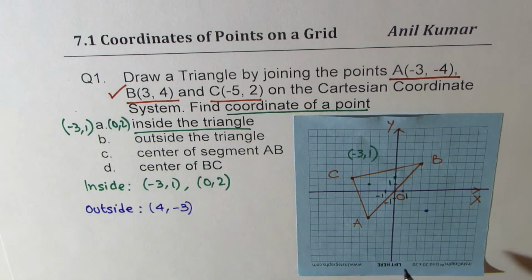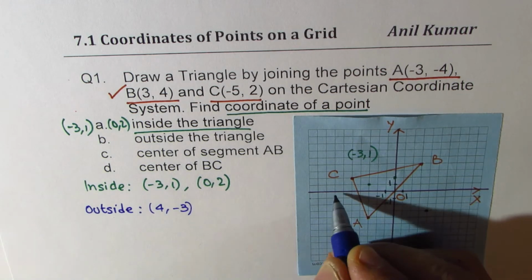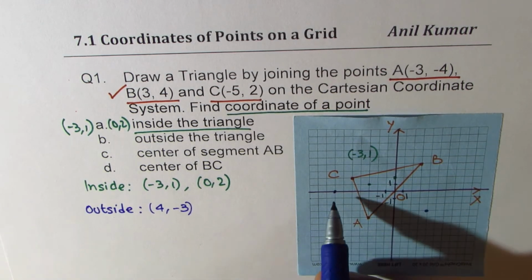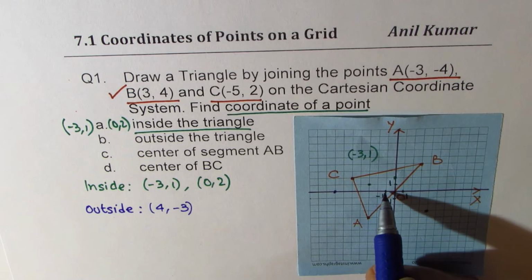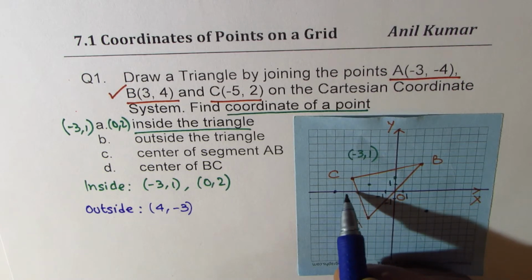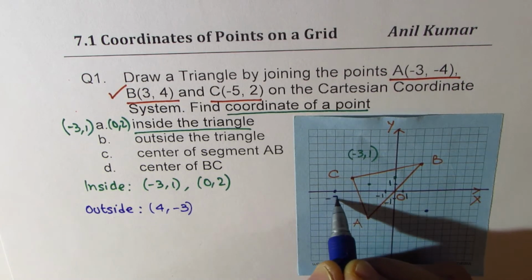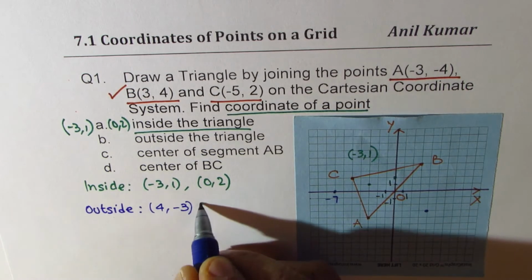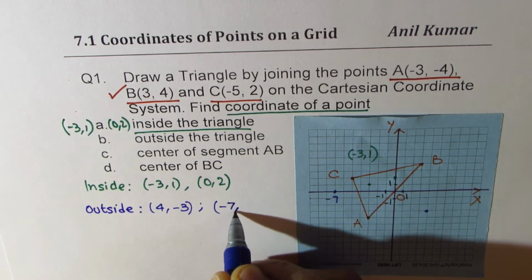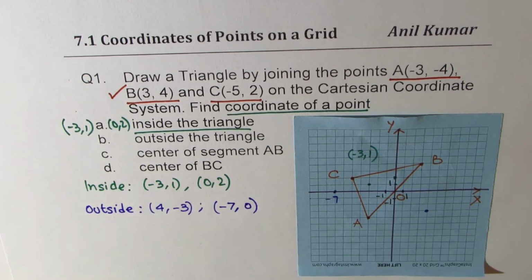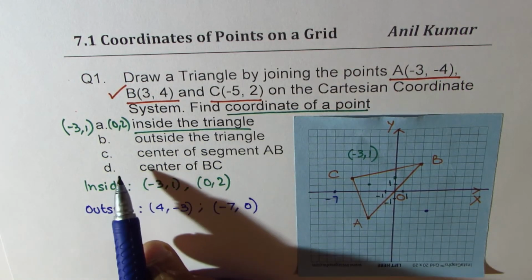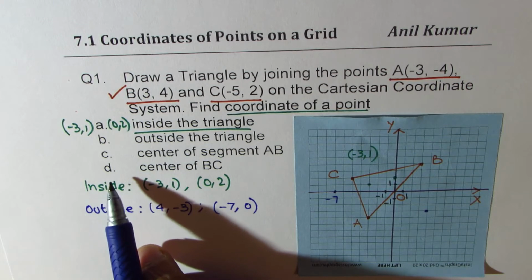If you want to name another point, it could be, for example, a point right there on the x-axis, which is 1, 2, 3, 4, 5, 6, 7 units towards left. So I'll call this -7, 0, y value 0 since it is on the x-axis, correct? Now, part C and D are slightly tricky.